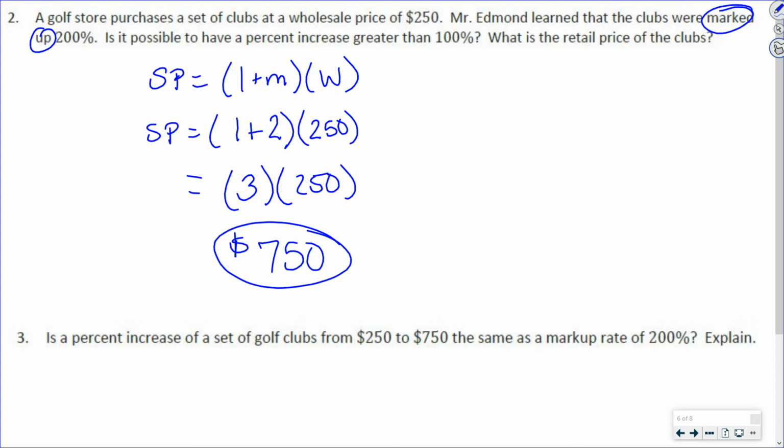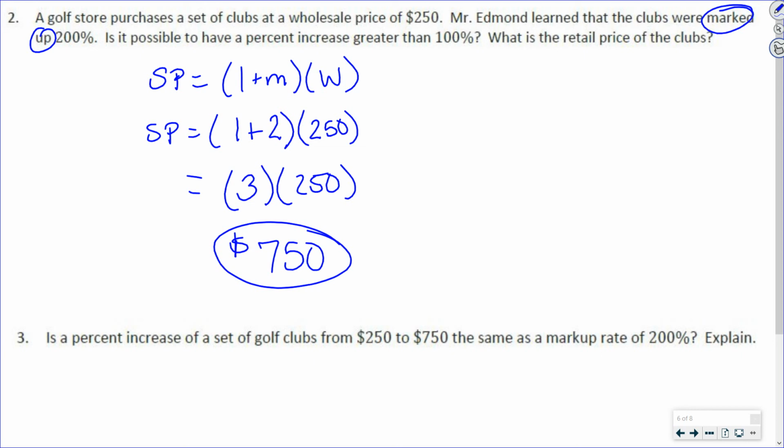Question 3 asks, is the percent increase of a set of golf clubs from $250 to $750 the same as a markup rate of 200%? Yes, they actually are the same. The percent increase states that the value goes up by 200%, whereas a markup rate has already given you the percent. You just have to find the retail price. So these two are actually synonymous. They are interchangeable.